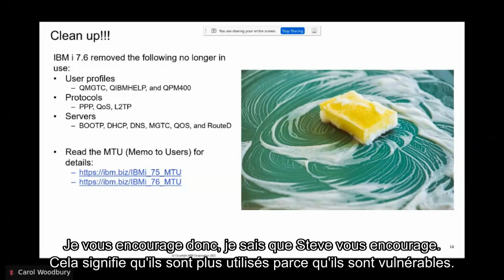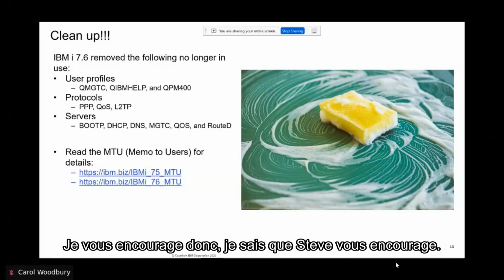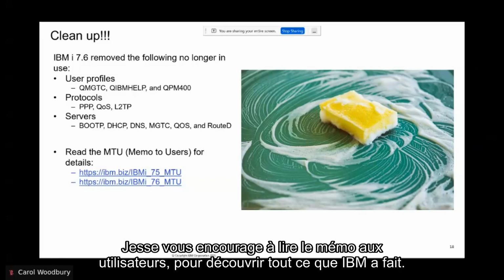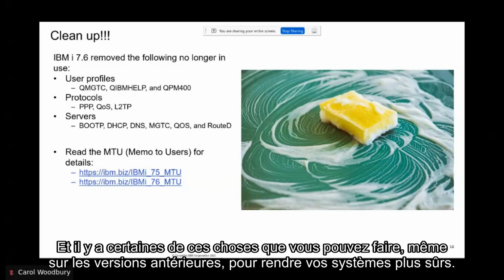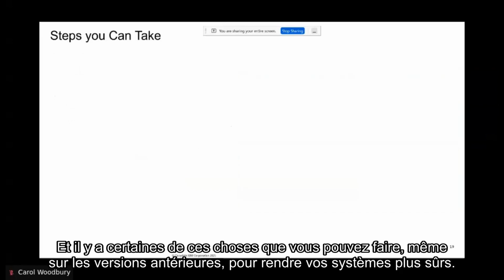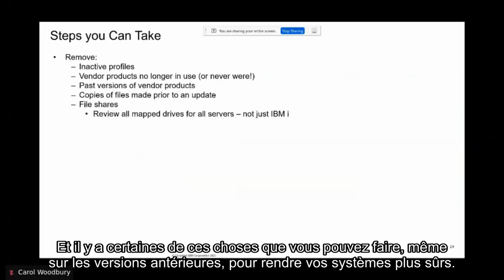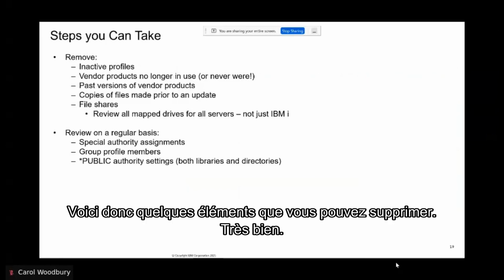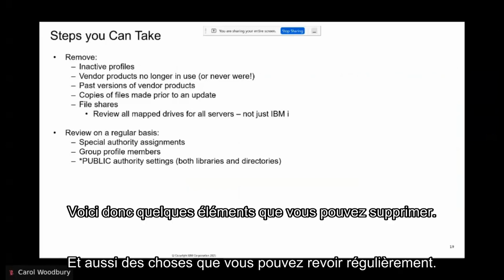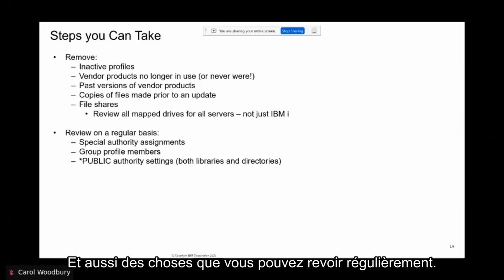So I encourage you, I know Steve encourages you, Jesse encourages you to read the memo to users to find out everything that IBM did. And there are some of those things that you can do even on the earlier releases to make your systems more secure. All right. So these are just some things that you can remove and also things that you can review on a regular basis.